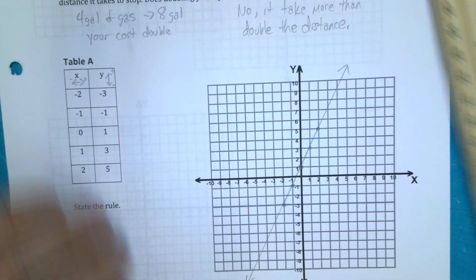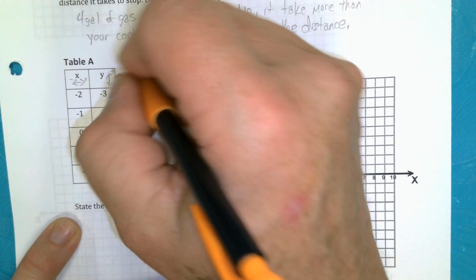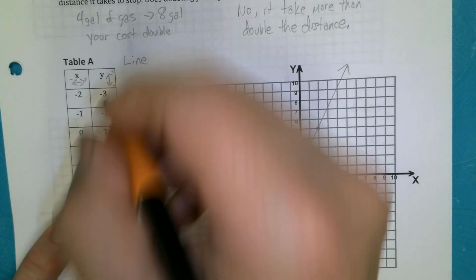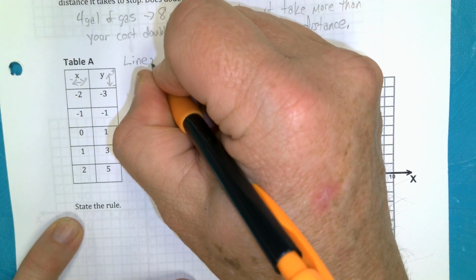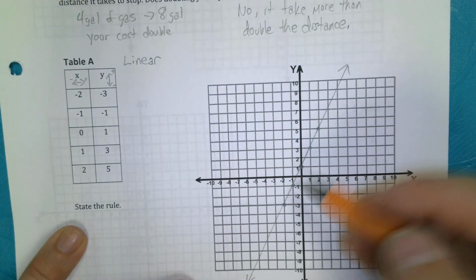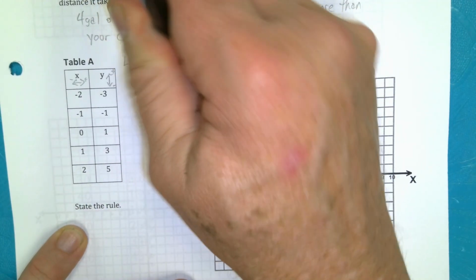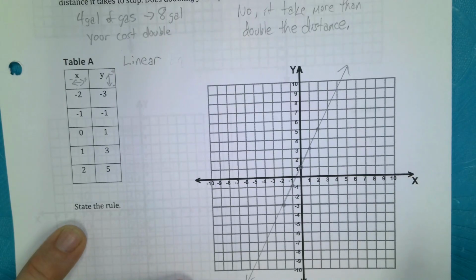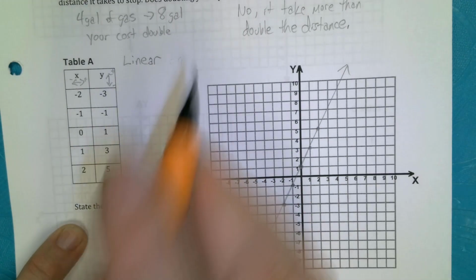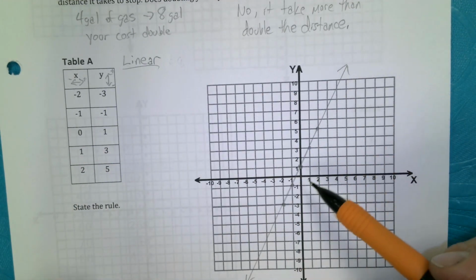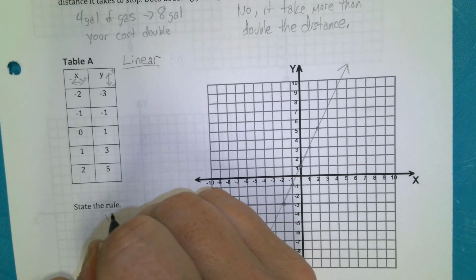This graph is a line. And so for table A, I'm going to write down the word line. Then I'm going to add an AR to it. And that's linear. So this is a linear equation. We'll just write linear. So this is linear, meaning the points line up in a line. And there is a rule for this. I'm going to go ahead and give you that rule.